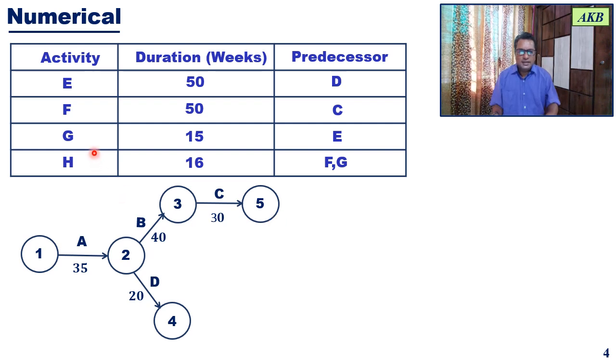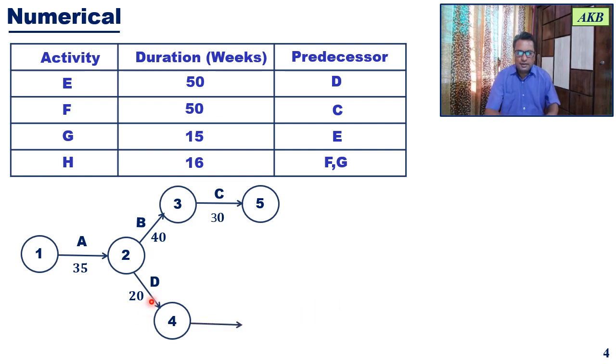Okay. Next activity in the list is activity G. So activity G will be starting once activity E is getting completed. So after activity E gets completed, activity G will start, and finally activity H will be starting when both F and G are completed. So now let us represent this on the network diagram.